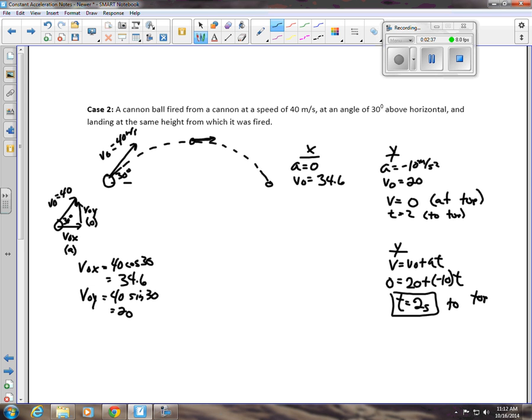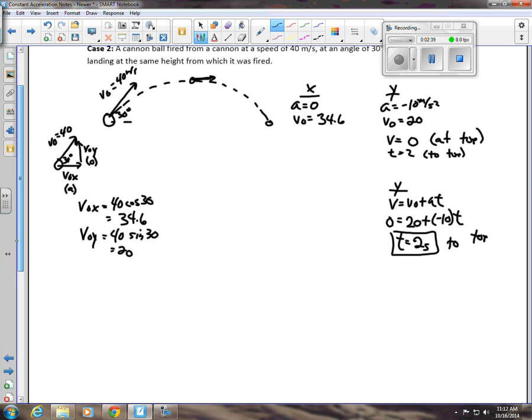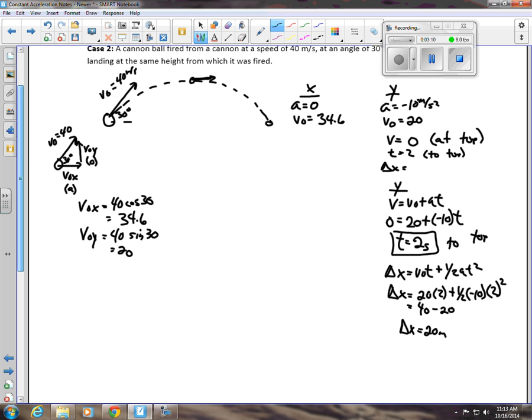Now, I might want to find, say, how high it's going to go. So I'm looking in that case for delta y. So I can say delta y is v0t plus 1 half at squared. Delta y equals 20 times 2 plus 1 half times minus 10 times 2 squared. So this is 40 minus, and this over here is going to be 20. So I know delta y is 20 meters. So we'll say delta y is 20 meters to the height.